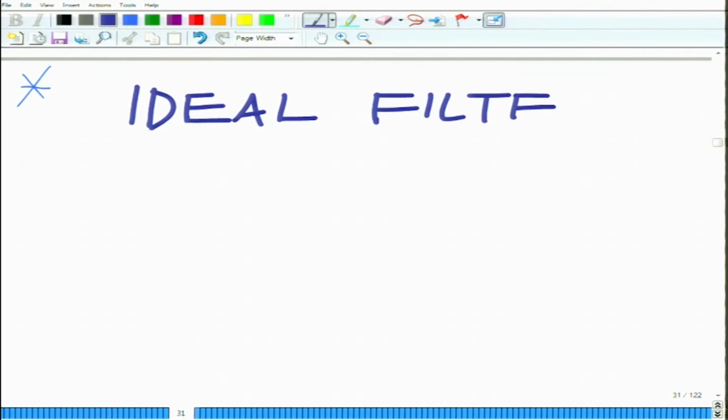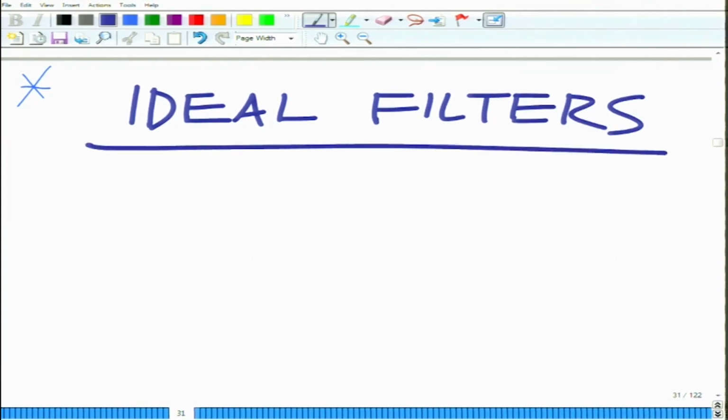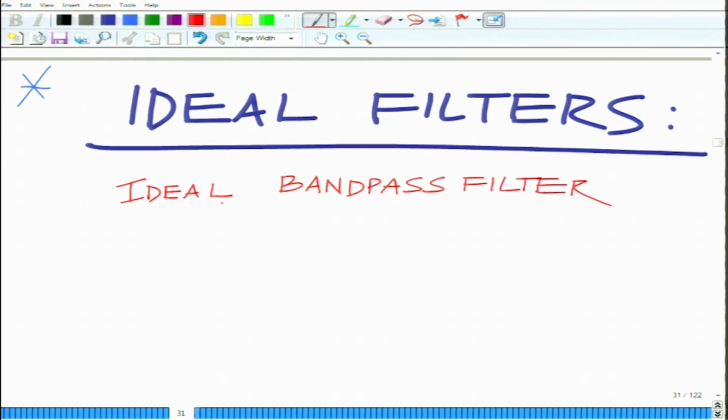So, let us continue our discussion on the concept of ideal filters, okay, and we want to look at the notion of an ideal band pass filter. An ideal band pass filter, as the name implies, allows only frequency components of a signal within a certain band to pass through and suppresses or blocks all other frequency components which do not lie in this band, all right.